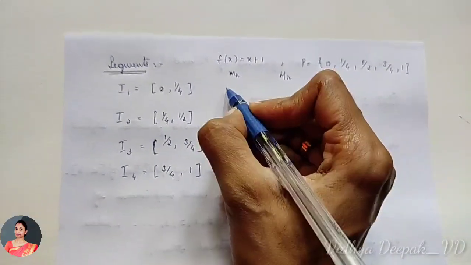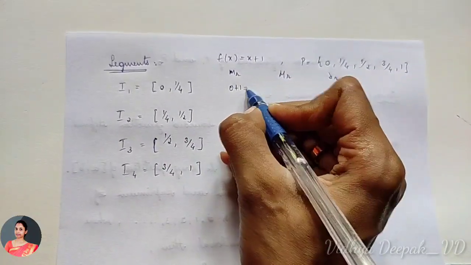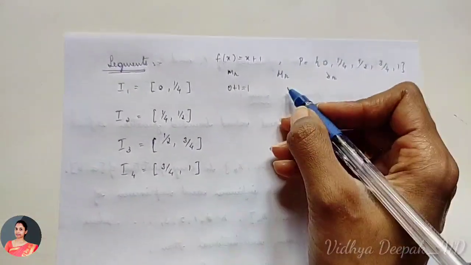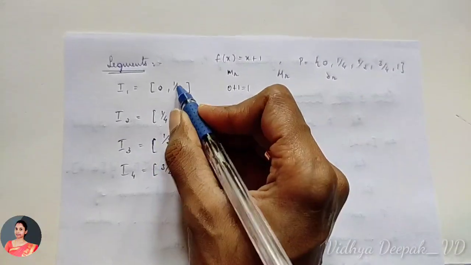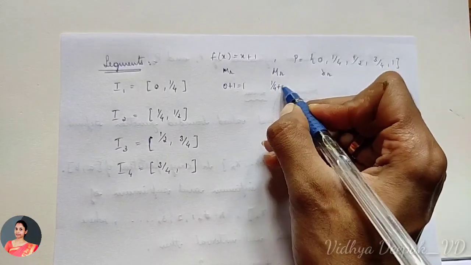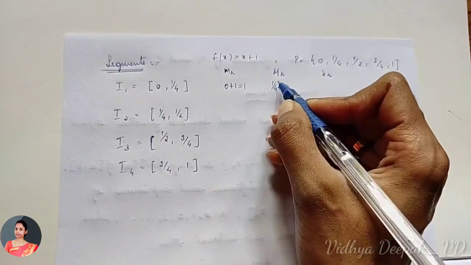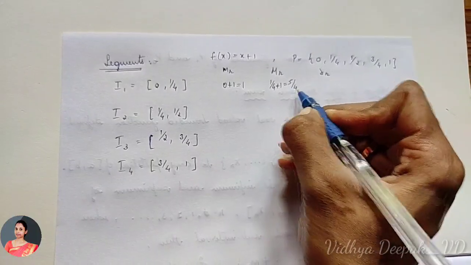Likewise, let's see how to write. So the x value is 0 here. 0 plus 1 is the function. What is 0 plus 1? 1. So for supremum, this is the x value. So how will you write the function? 1 by 4 plus 1. What is 1 by 4 plus 1? 4 ones are 4, 4 plus 1, 5 by 4.